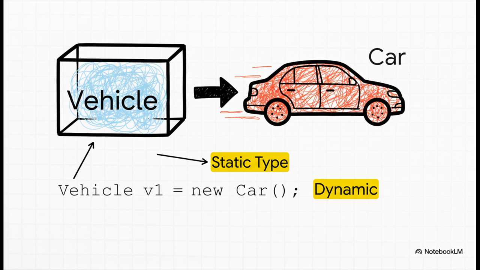Let's make this super clear with a simple example. Let's say we write Vehicle v1 = new Car(). The static type is Vehicle. That's what we wrote down, that's what the compiler sees. But at runtime, what kind of object did we actually create? A new Car. So the dynamic type is Car. The label says Vehicle, but the object itself is a Car.